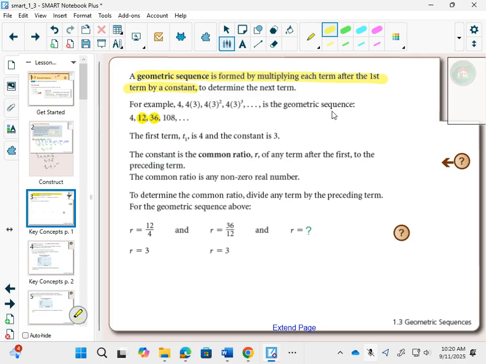Arithmetic sequences was the first part of this unit. The second part of this unit is geometric sequences, where you get the next one by multiplying.